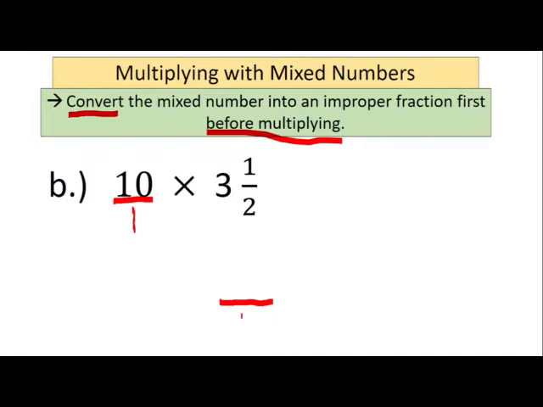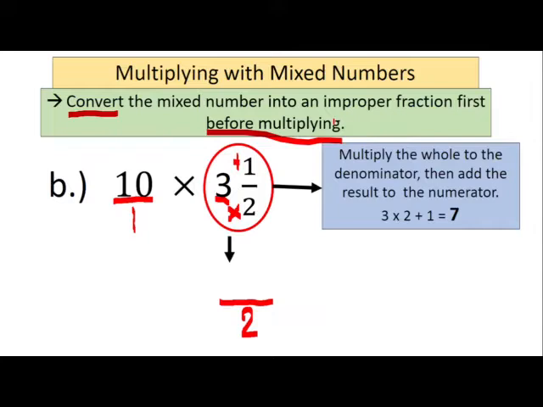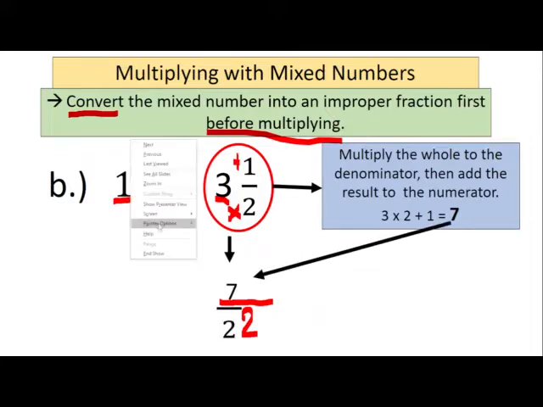And your denominator here, of course, will be just 2. Kakapit lang natin yan. Let's just find our new numerator here. We're just going to multiply itong whole number natin sa ating denominator. 3 times 2, that's gonna be 6. And then whatever we get, we add it to our numerator here. 6 plus 1, that's gonna give you 7 nga, ano? Now, we have 7 over 2 or read as 7 halves.